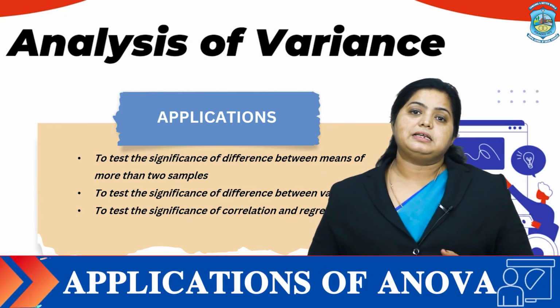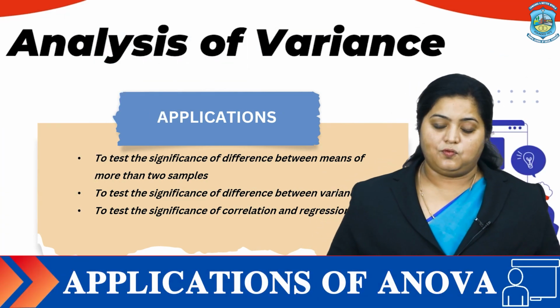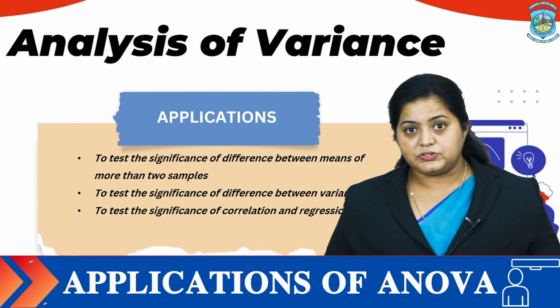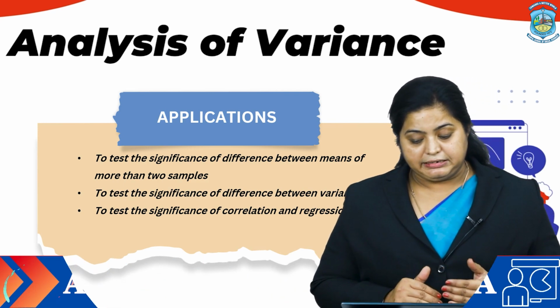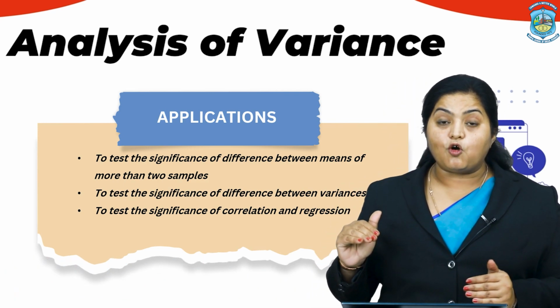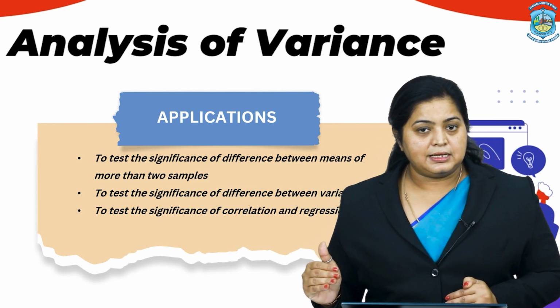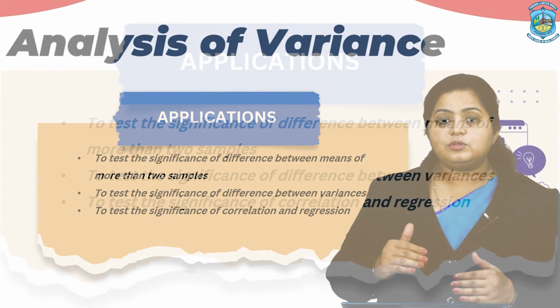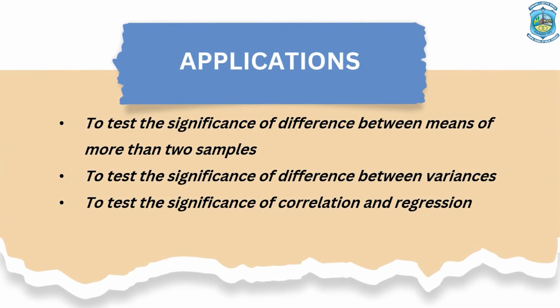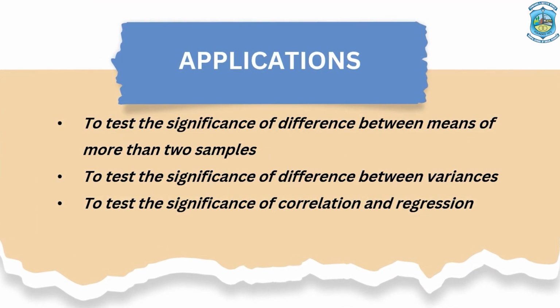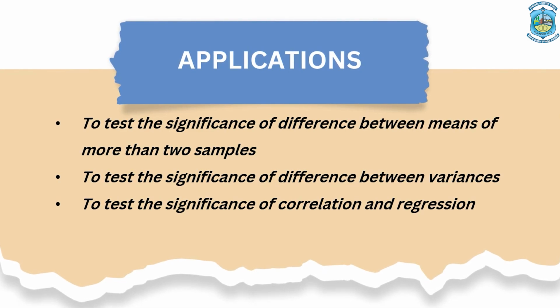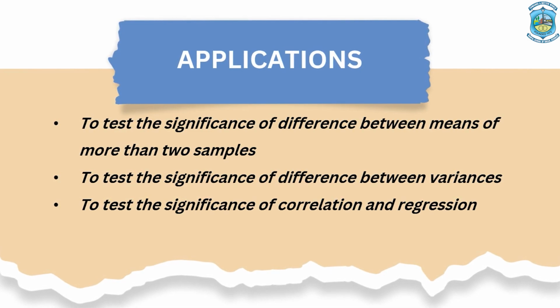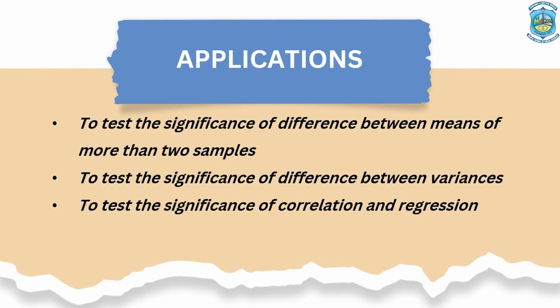Now the next part is the application of ANOVA. The first application is to test the significant difference between the means of more than two samples. The second application is to test the significant difference between the variances. The third application is to test the significance of correlation and regression.